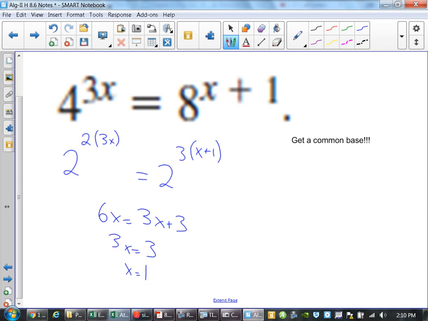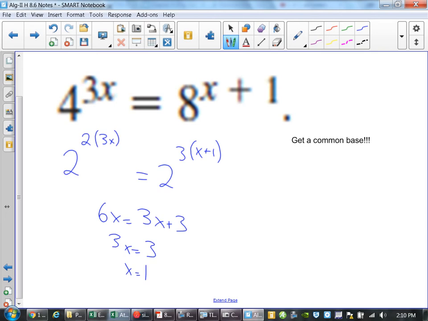So if I have x is equal to 1, well, what's 3 times 1? 3 times 2. 6. So on the left side, I have 2 to the 6th. What's 1 plus 1? 2. What's 3 times 2? 6. So does 2 to the 6th equal 2 to the 6th? Yes. All right, you did right. Go to the next problem.